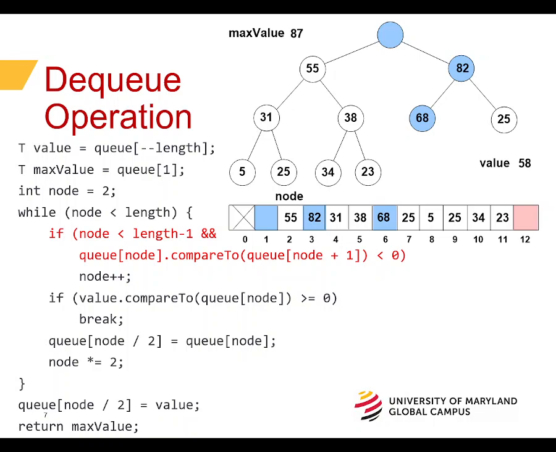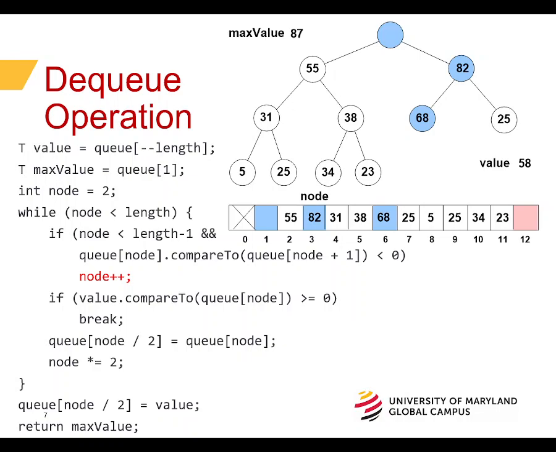This if condition is checking whether the left child or the right child contains the larger value. Because there's one node that has a left child but not a right child, we must be sure that that is not the case here. The preliminary condition that checks whether node is less than length minus 1 is there for that purpose. In our case, the root node does have 2 children, and 55 is less than 82, so the right child is larger. So we increment node to point to the right child.